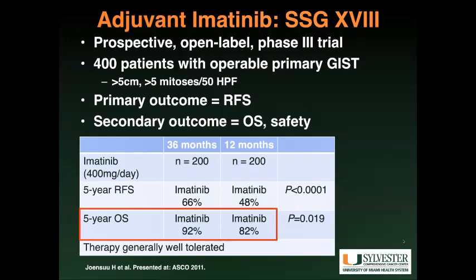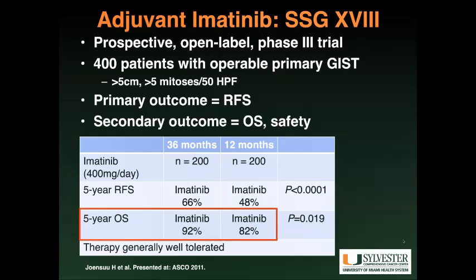Above the red box is recurrence-free survival. It's about 20% better recurrence-free survival, meaning 20% more patients will be alive without a recurrence if they take imatinib for 3 years versus 1 year. So this is generally our recommendation in our practice when we see our GIST patients here at Sylvester, and that is, for a subset of GIST patients who we think are at high risk for recurrence, these patients are treated with 3 years of adjuvant imatinib therapy.